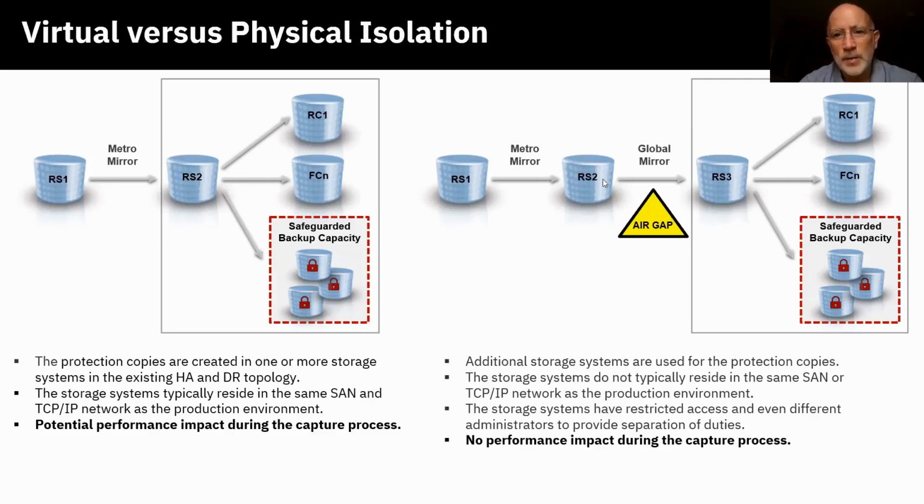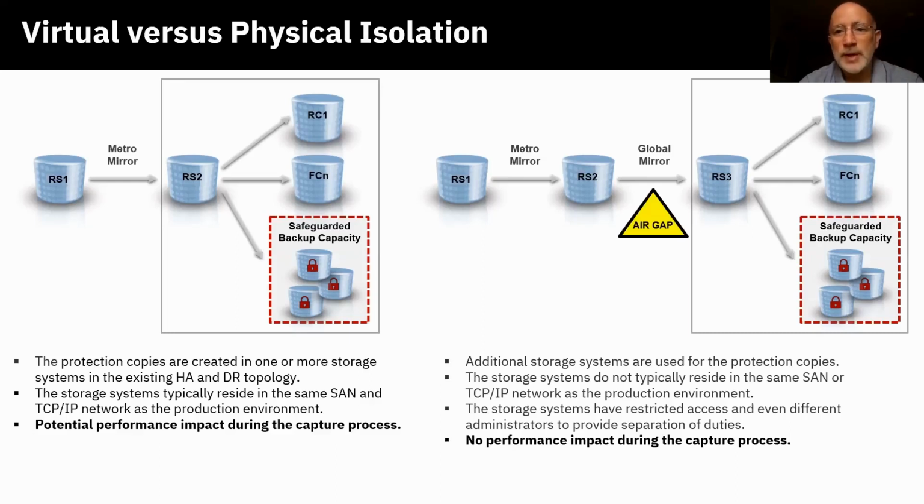With physical isolation, we're essentially creating an air gap between the production data and where the CyberVault, the LCP data, is going to be residing. So in this example, we have, again, our standard Metro Mirror 2-site environment, but we've now got a cascaded Global Mirror leg off to a separate disk subsystem, the RS3 disk subsystem. And in there, we could configure the recovery copy sets, the FlashCopy sets, and the safeguarded backup capacity.